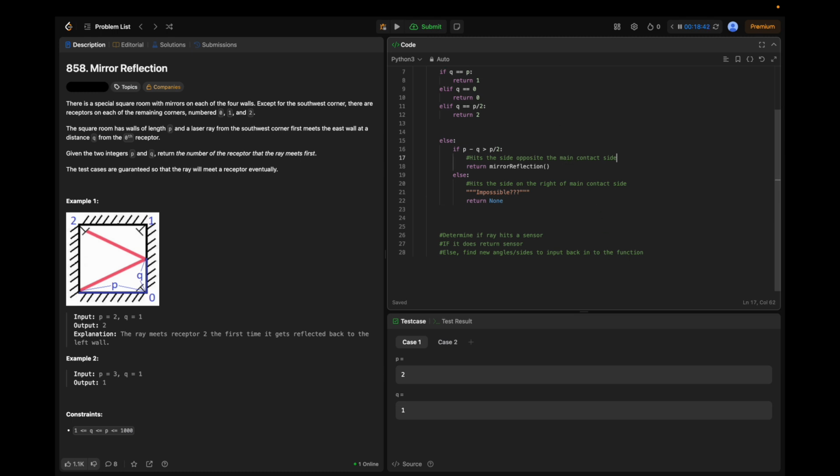Okay, so let's say it hits the side opposite the main contact side. So it goes here, right? Well then, it will either hit 1 or 2, depending on the length. This problem is I'm not seeing any recursion then, which is a good thing, I believe. But I also believe I'm missing something. I'm very skeptical of this, but I will continue as if I didn't hear that.